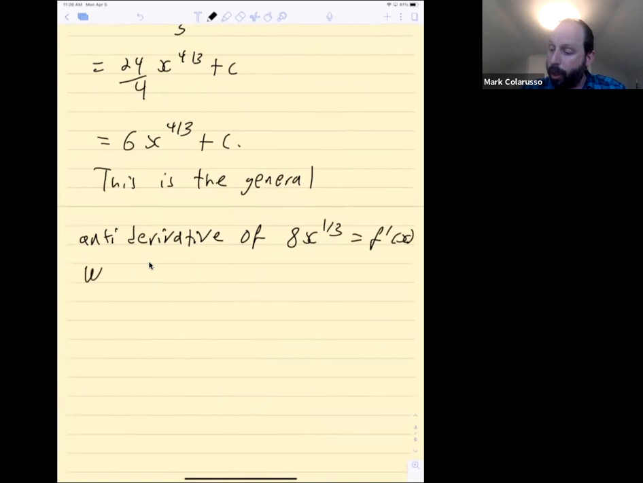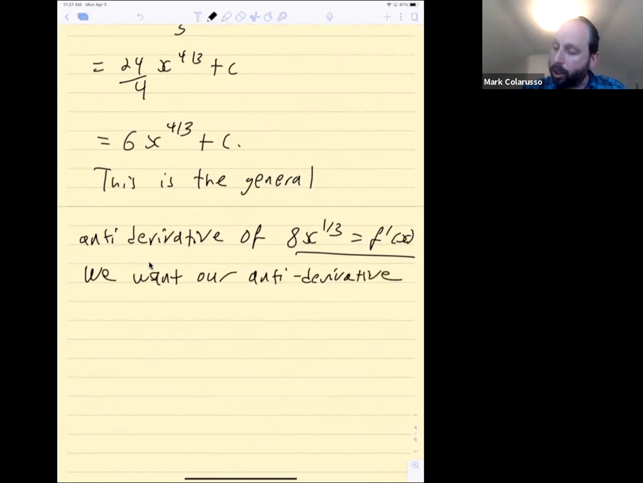Now we didn't want the general one. We were looking for an antiderivative of this that satisfied f of 1 is equal to 4. So we have to use that information to specify the constant c. Now we want our antiderivative, little f at x in this case, because we're going from f prime to little f, so it's a little bit different than the general case, to satisfy f at 1 equals 4, right?